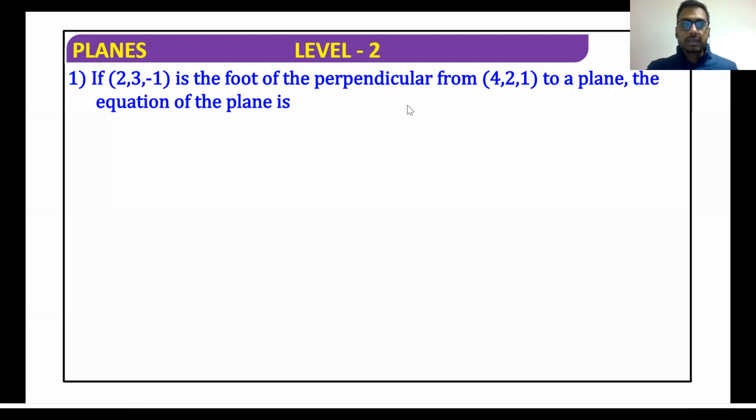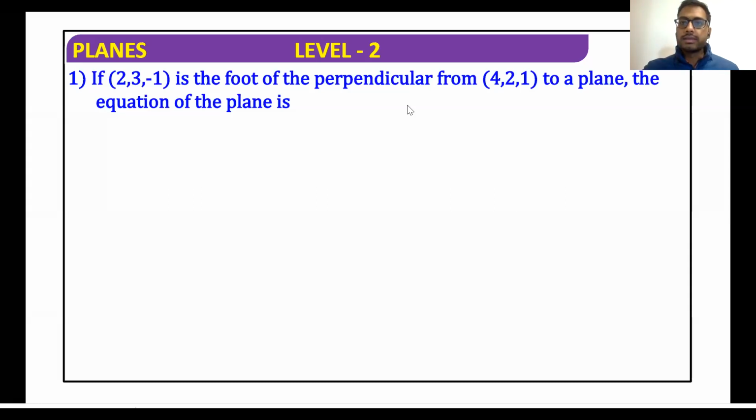First question. If (2, 3, -1) is the foot of perpendicular from (4, 2, 1) to a plane, then the equation of the plane is? So equation of plane, we know the general form, ax plus by plus cz plus d is equal to 0. If your direction cosines are given as l, m, n, you can use the lx plus my plus nz form. So there are multiple forms in which you can write an equation of a plane.